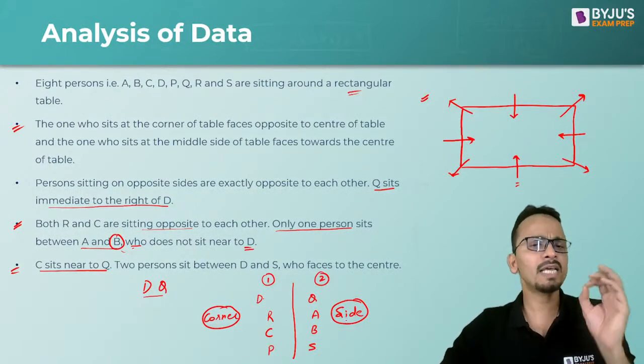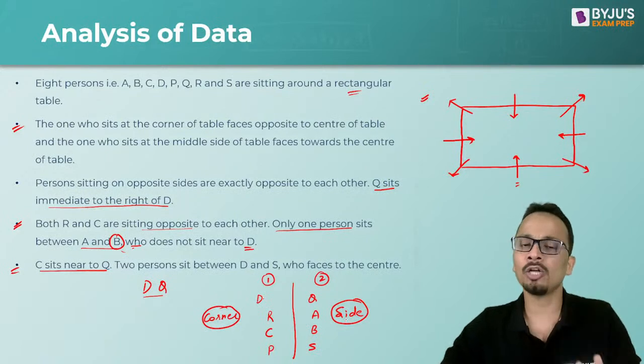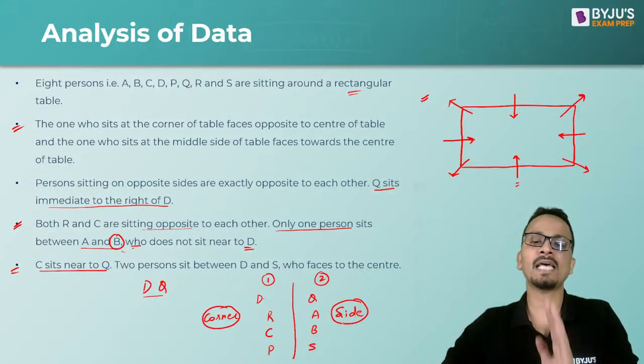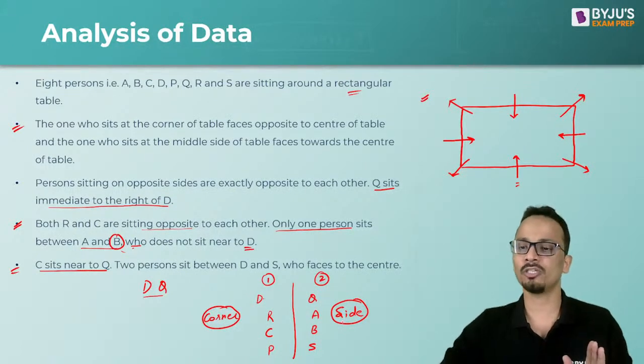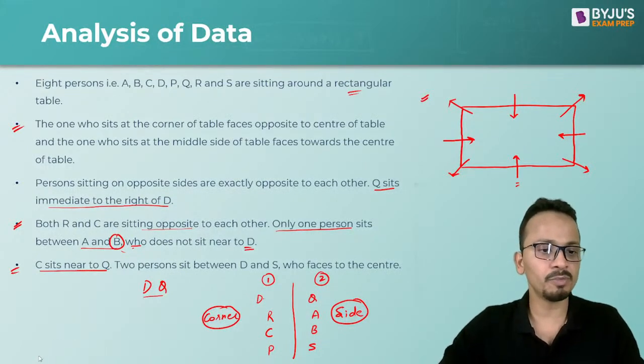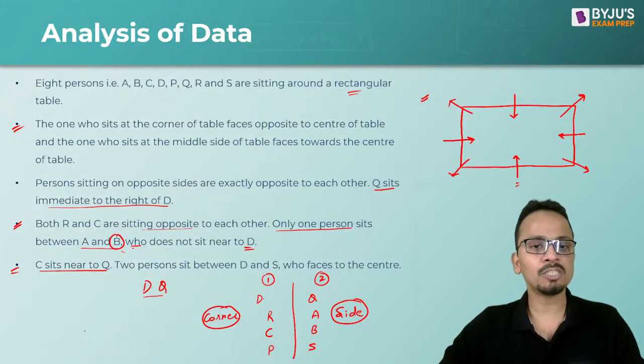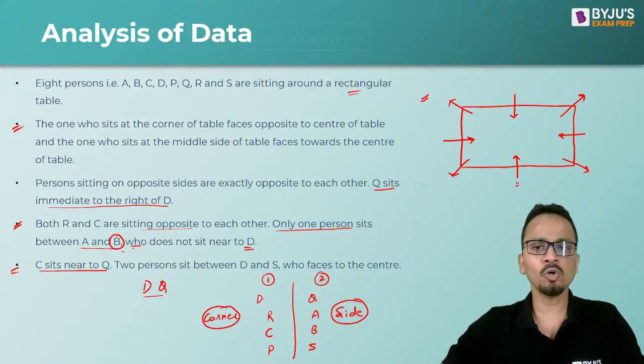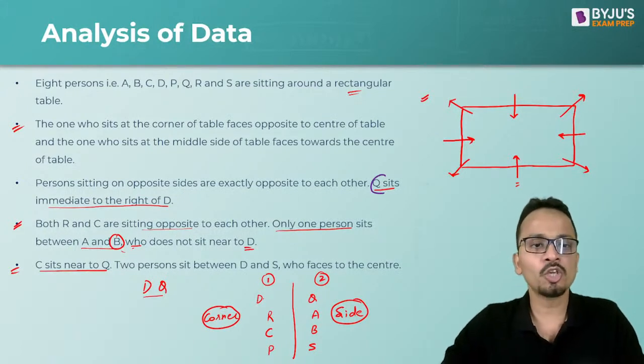So that means S is sitting on the side. So group 2 is sitting on the sides and group 1 is sitting on the corners. So we have got this information up till now. Okay, now let's move ahead and start placing all of them. So I'll start with this condition. Q sits immediate right of D.